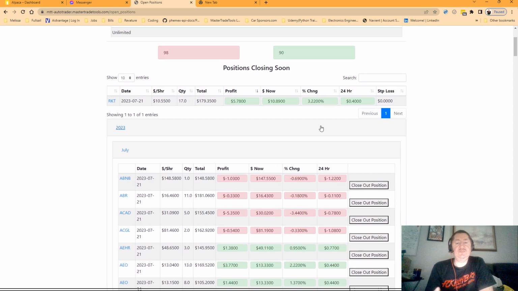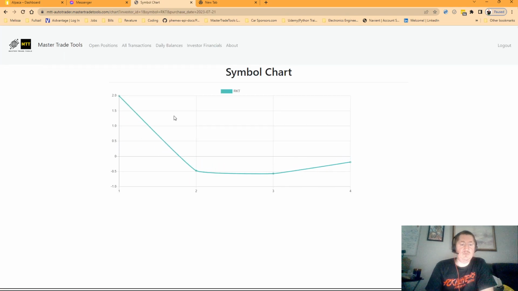Now, if you want to see a visual representation of this particular position, you can click this hyperlink of the position symbol, and you can see a graph. So in this case, we bought it. It dropped down to negative 0.5%, and then it went back up.